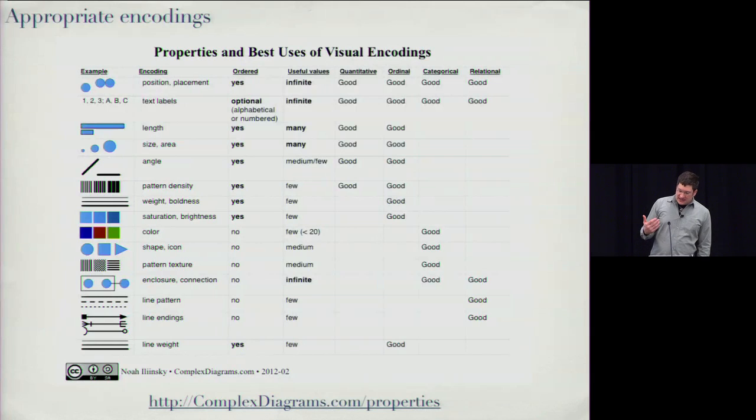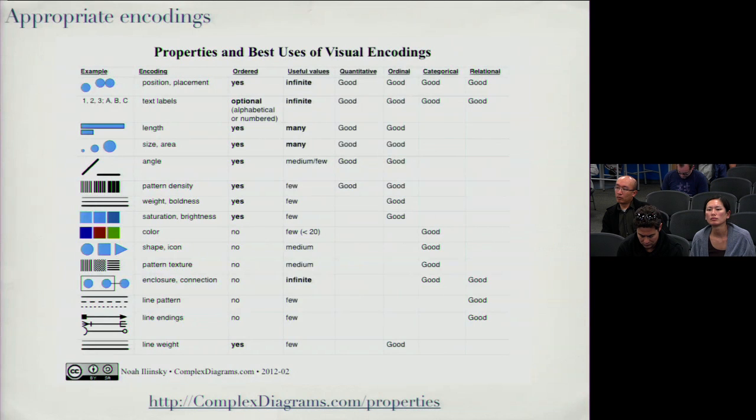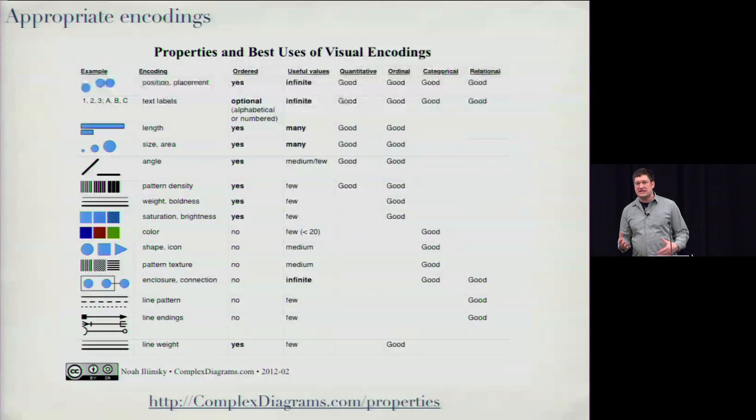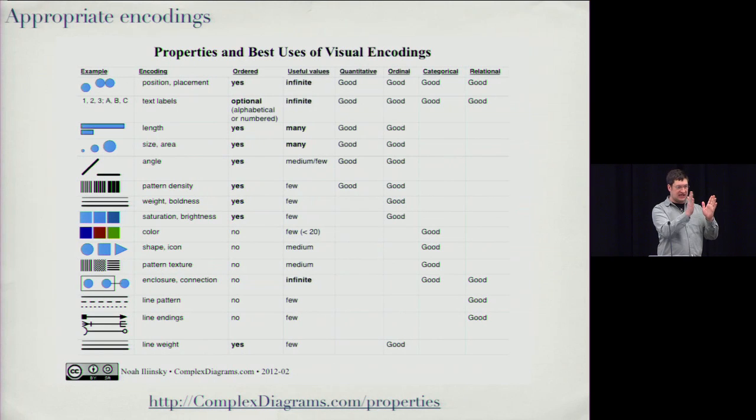complexdiagrams.com/properties. I'm not the first person to draw this table or a table like this. This one's one that I drew, but there's been many versions of this historically. The goal of this table is to help you match up a data type and a visual property that represents that data type well. And so what we've got is a couple of columns that discuss the properties of the visual encoding, two main factors of it: whether it is naturally ordered in our brains, and how many useful increments or useful variations of it can we actually perceive and work with. And that combination is going to map very nicely to a data type.